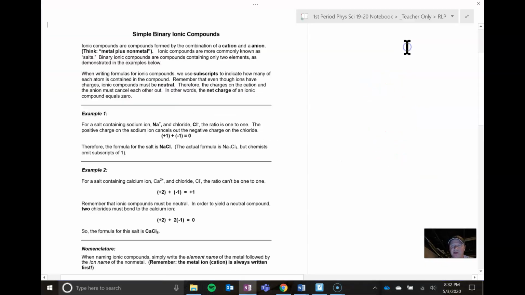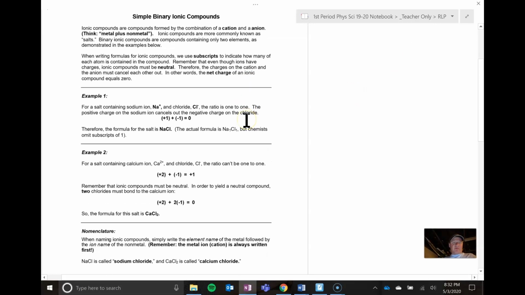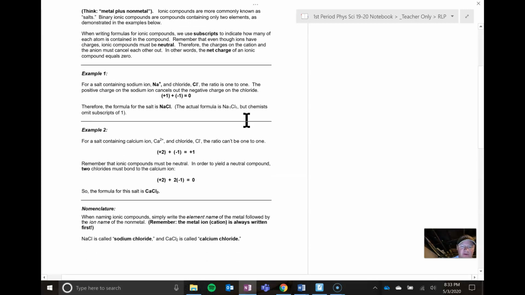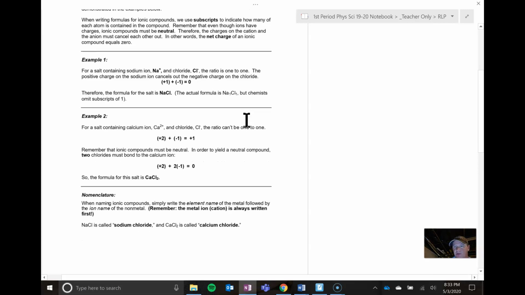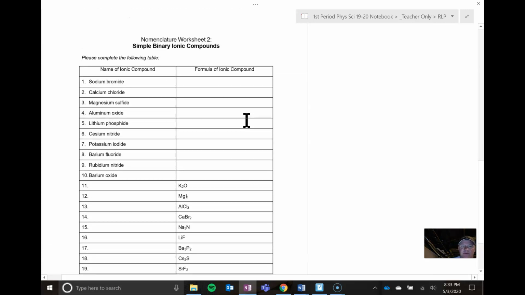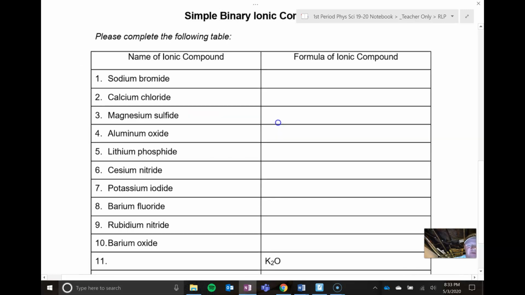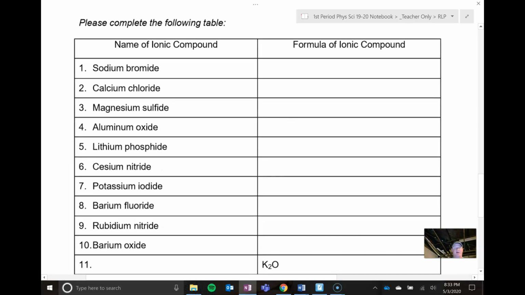Okay, so what I'm going to do now is I'm going to pull up the practice for this week and show you what it looks like. You've got the first sheet here that walks you through everything that we just talked about. So you take a look at that if you need to. And this second page here is actually your practice. And here's how I'm going to ask you guys to do this. 1 through 10 up here, you are given the name of the compound, and then you have to come over here and write the formula.